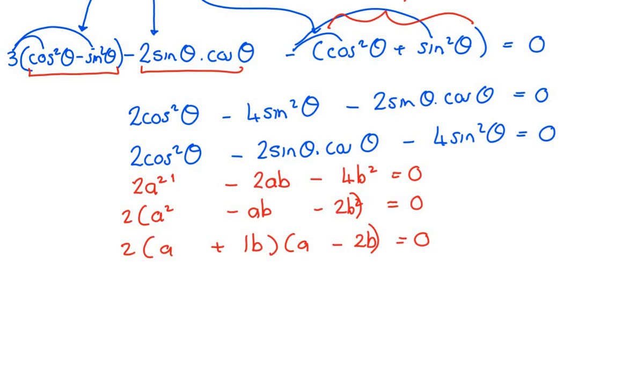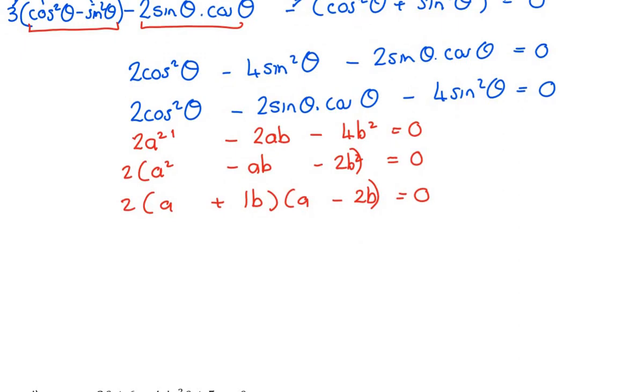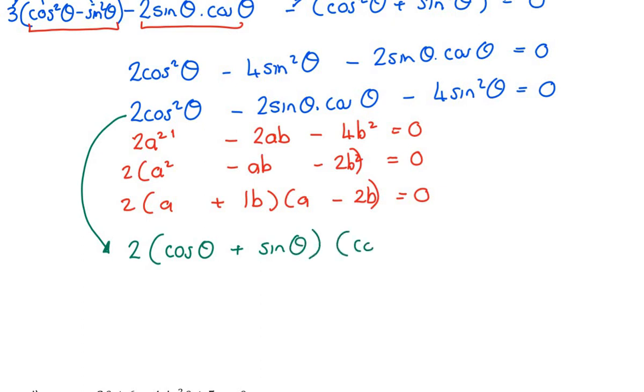It's just that then you have to say let cos theta equal a and let sin theta equal b. Whereas I prefer to do that on my question paper, and then on my answers I go straight to the fact that I know that this is cos theta plus sin theta, and this is cos theta minus 2 sin theta, because I'm just replacing the a's and b's. Now let's just check. It's always good to check.